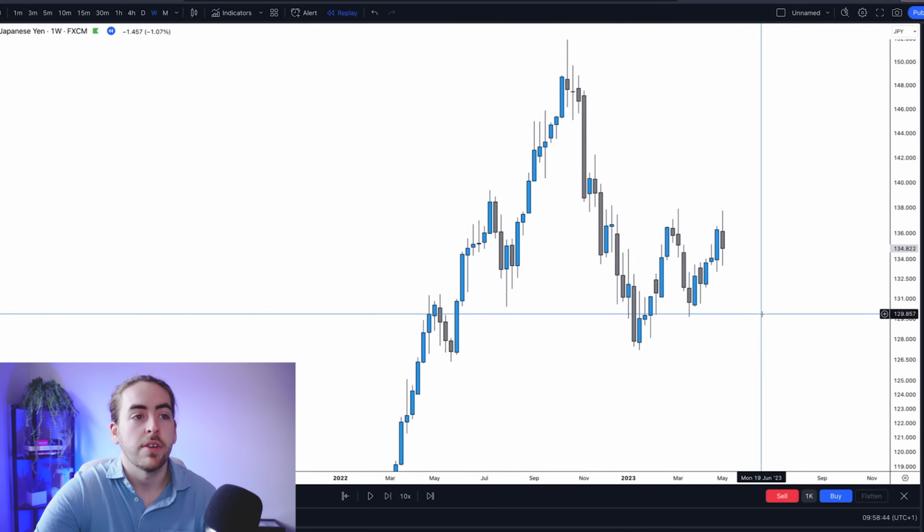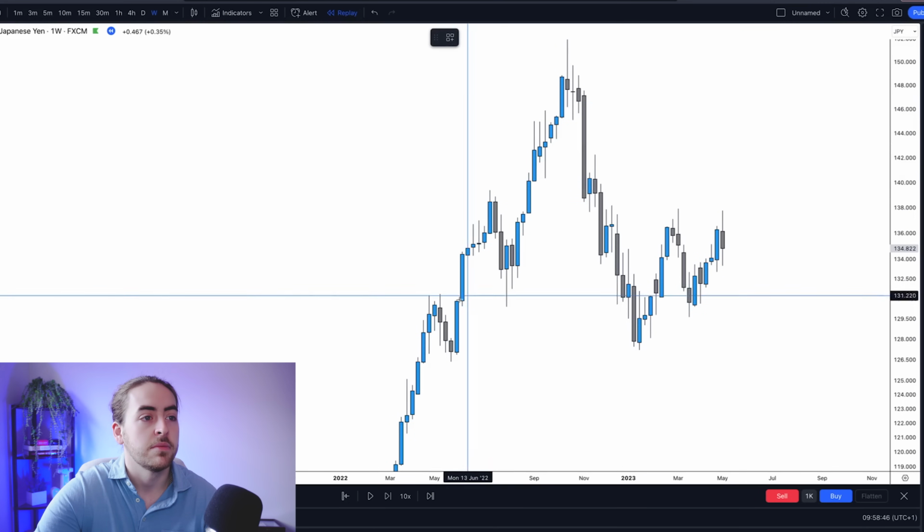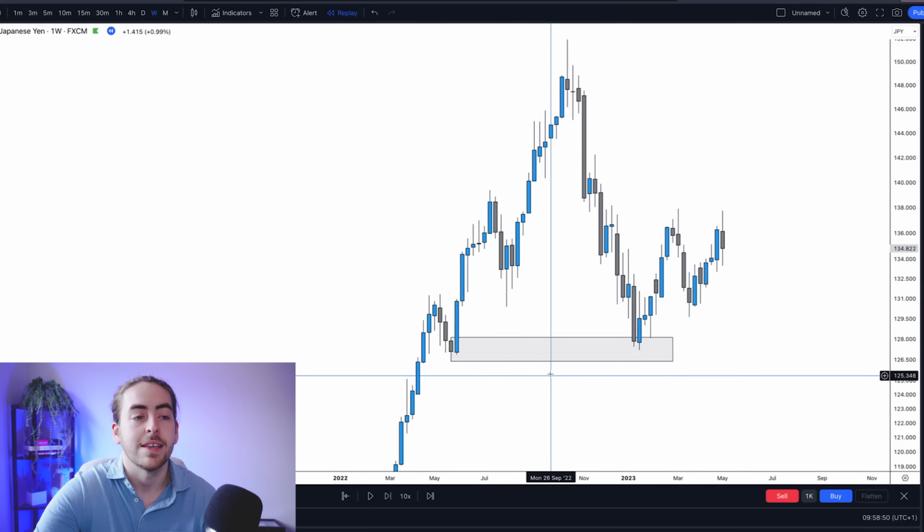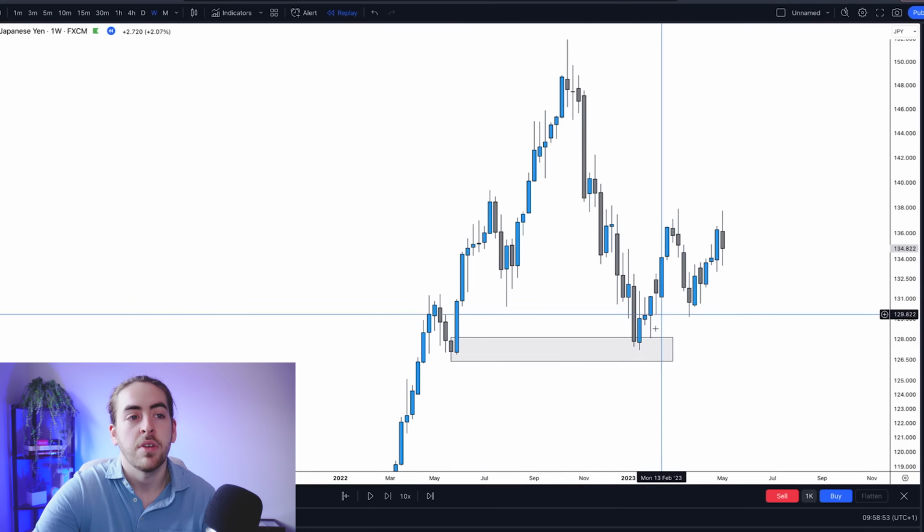So we have general direction pointing to the upside if we consider some demand zones, which is basically consolidation at the bottom of a large move, as you can see here. We traded into this demand zone and we pushed away.